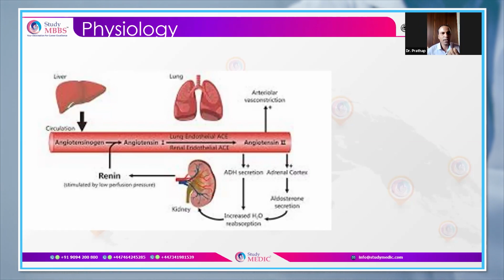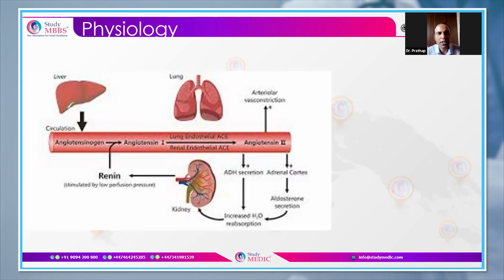When salt and water are reabsorbed, what will happen to the blood volume? Salt and water are coming more. So blood volume also increases. When blood volume increases, the end diastolic volume, the amount of blood coming to the heart, also increases. When the end diastolic volume increases, the heart stretches more and it pumps more. Cardiac output will be more. So BP will also become more.